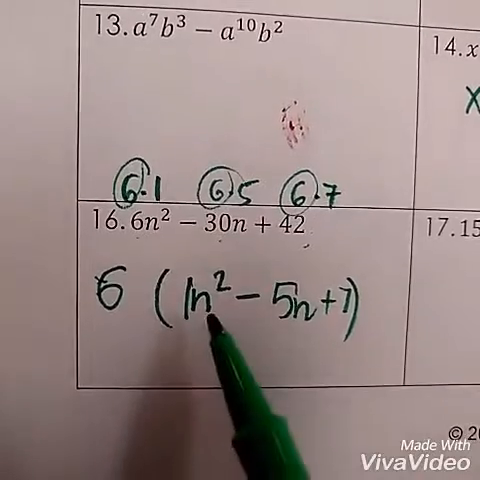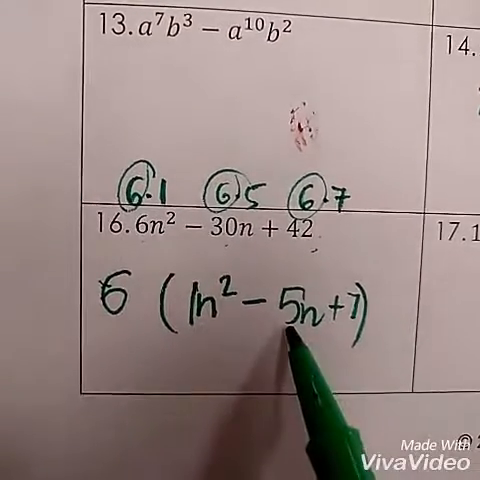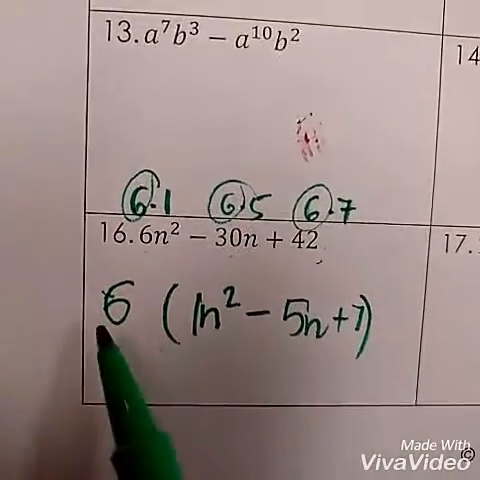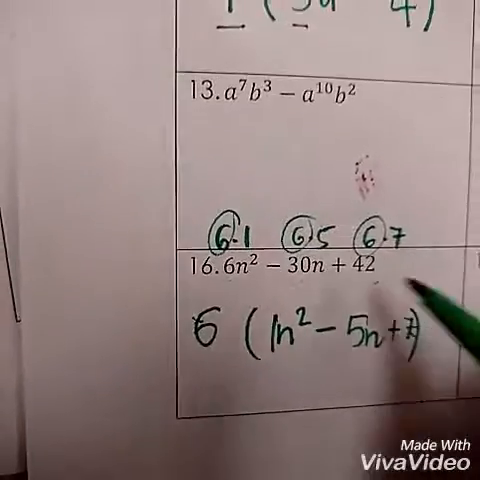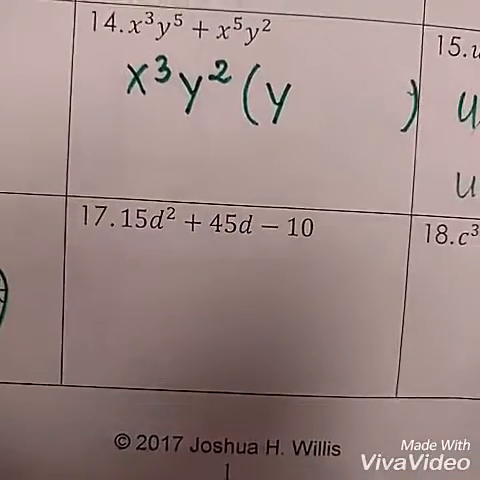So I have 6 times 1n squared gives you 6n squared. 6 times negative 5n gives you negative 30n. And then 6 times positive 7 will give you positive 42. So that's how we can check our answer. Okay, now you try this one.